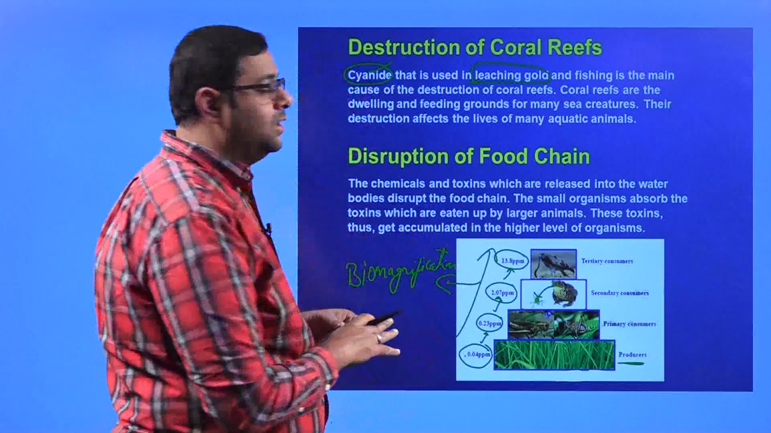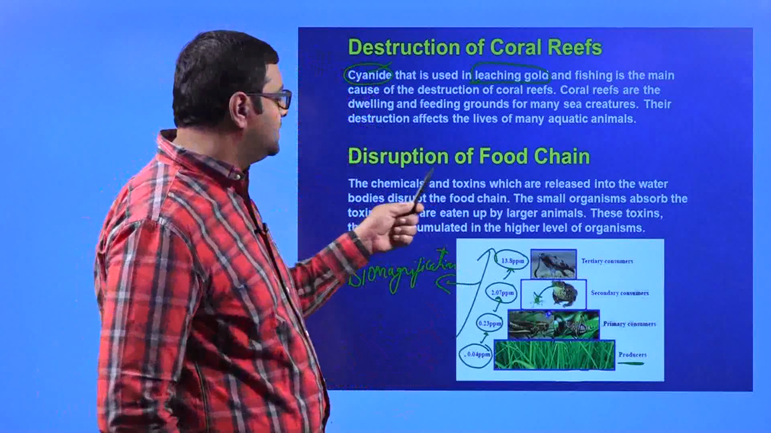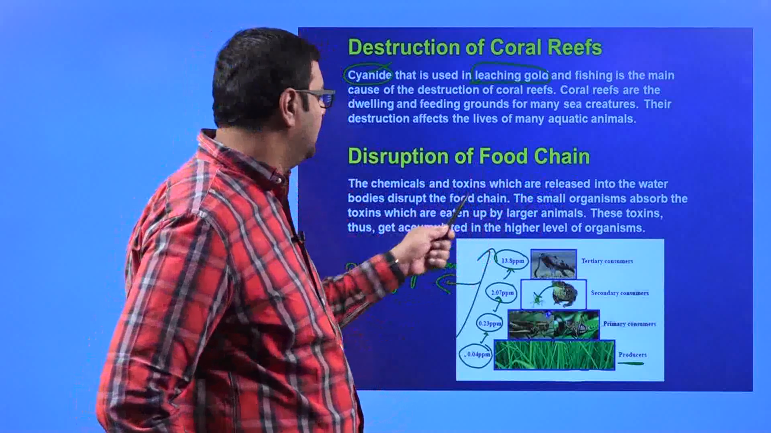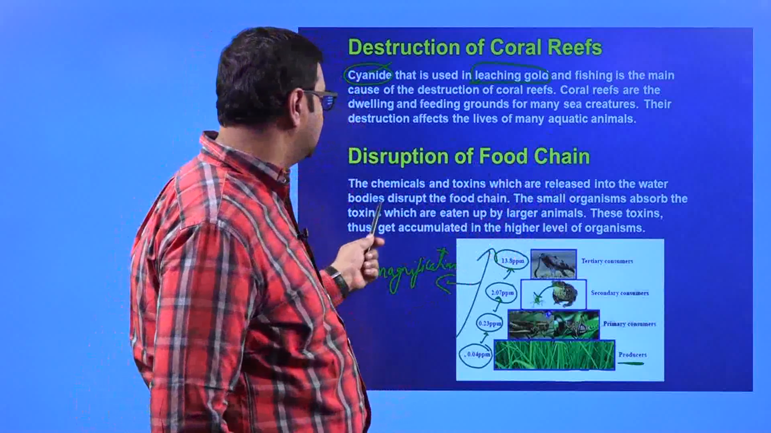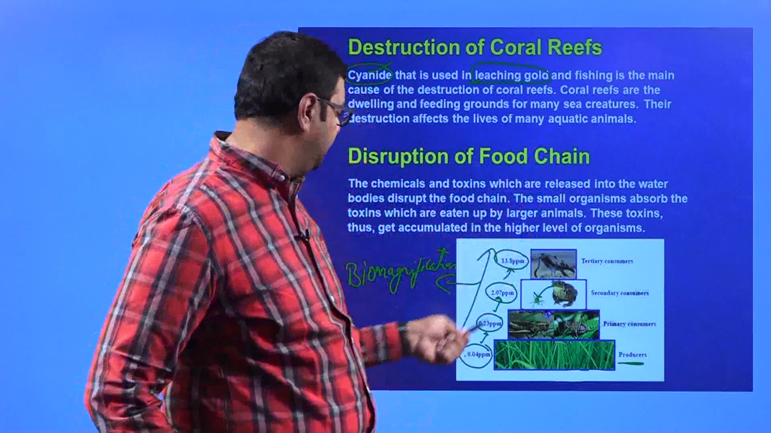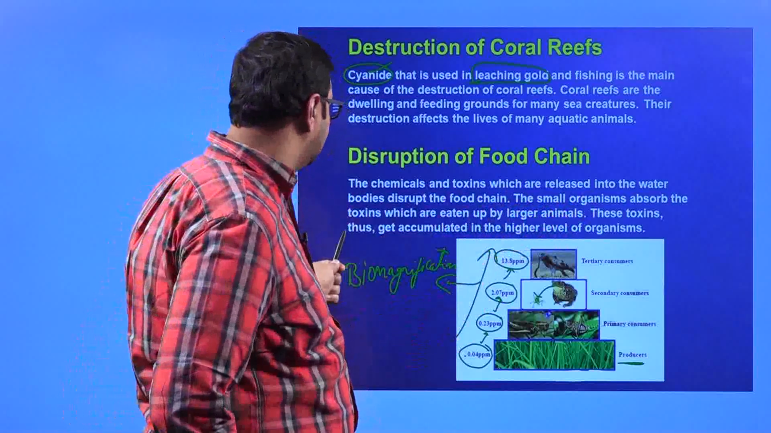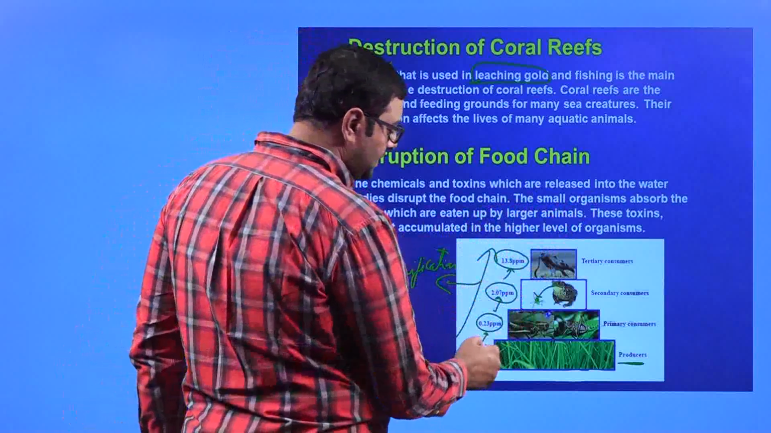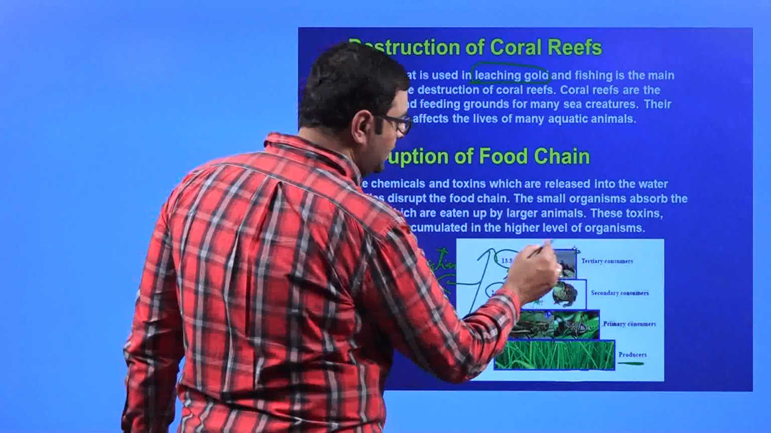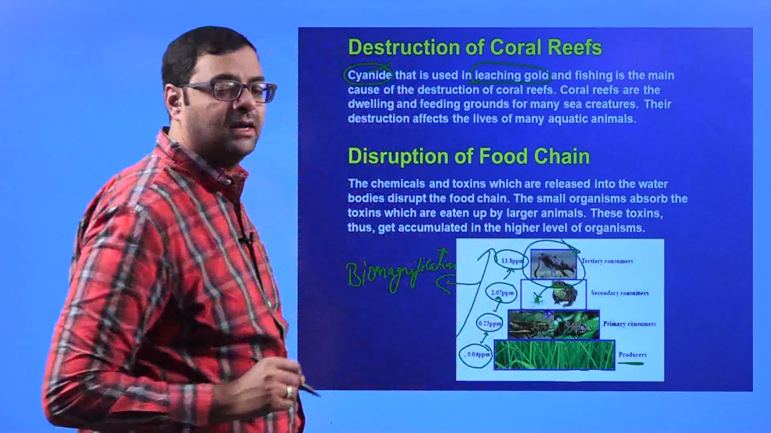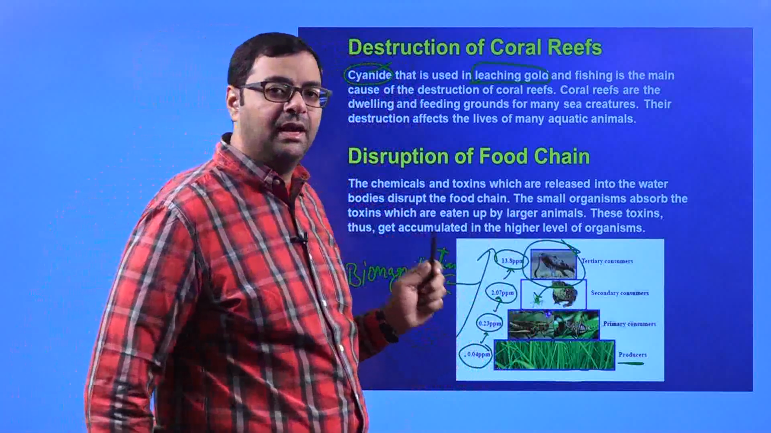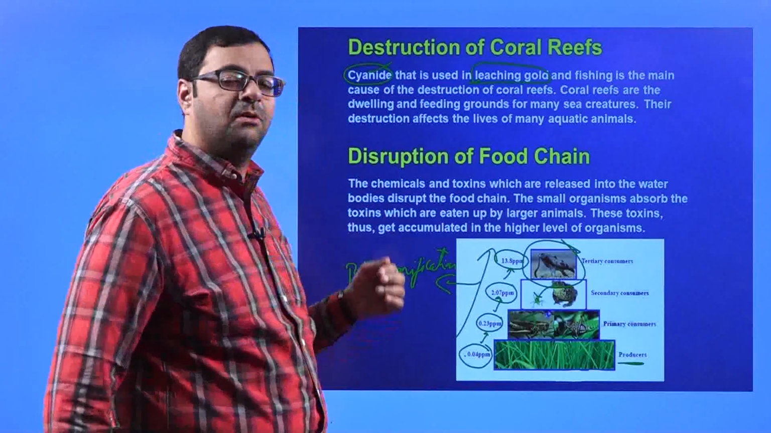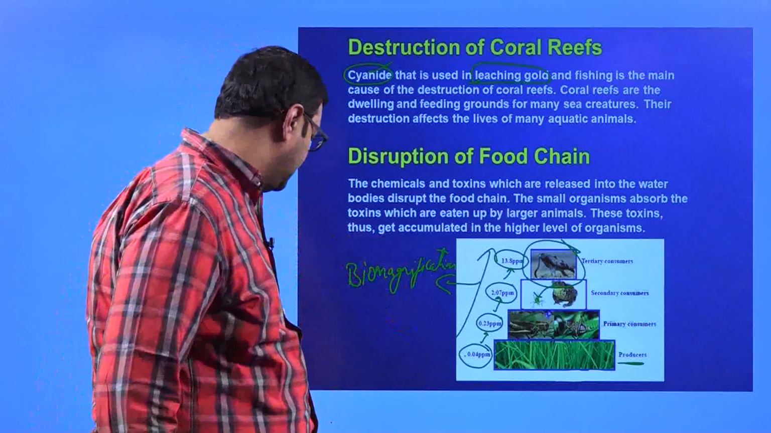Now, how is it disrupting the food chain? The chemicals and toxins which are released into the water bodies disrupt the food chain. The small organisms absorb the toxins, which are eaten up by larger animals. That's what we have seen just now. These toxins thus get accumulated in the higher levels of the organisms. You can see the level of toxins accumulated here in the tertiary consumer. It is the maximum. That is what biomagnification can do. It affects the tertiary consumers or the top predators very much.